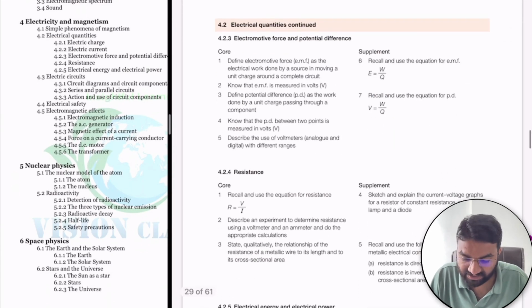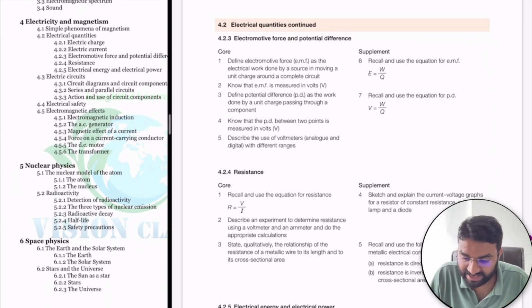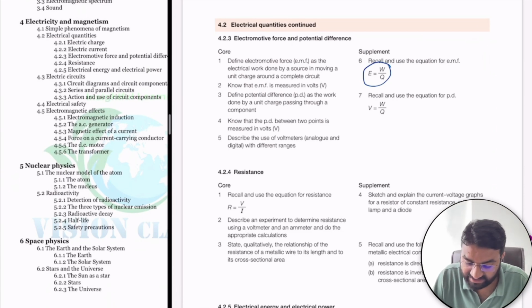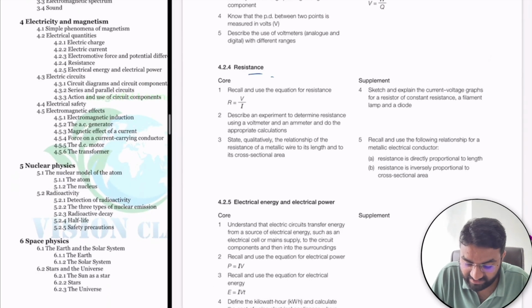Next, here we have electromotive force and the potential difference concept. So what's the electromotive force and all are there for core student and extended student. Numerical questions based on this. E is equal to W over Q, electromotive force. Then next, resistance. So resistance, then resistance using voltmeter, ammeter concept is there.